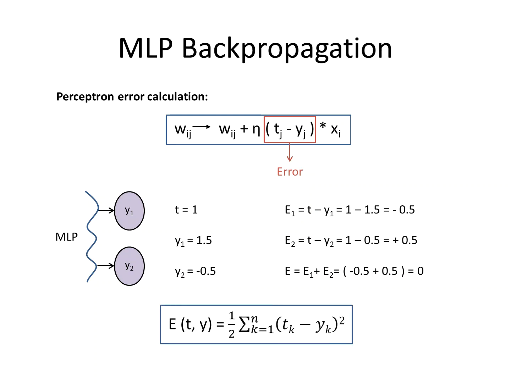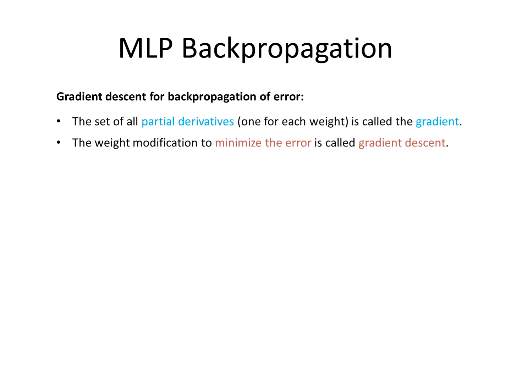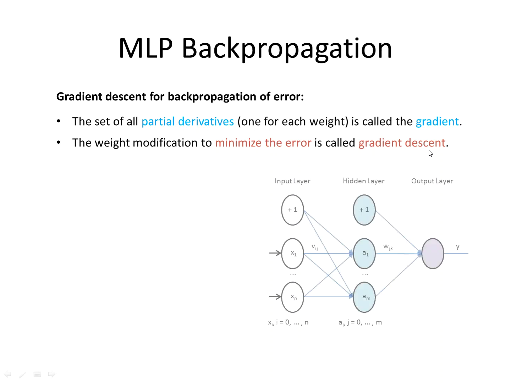Instead, we need to move ahead with this formula, where we have the summation of the squares of the errors. Now, for the weight modification of the multi-layer perceptron, we need to use the backpropagation algorithm. In this, we first need to calculate the partial derivatives for each weight, and this is known as the gradient, and the weight modification to minimize the error is called gradient descent.